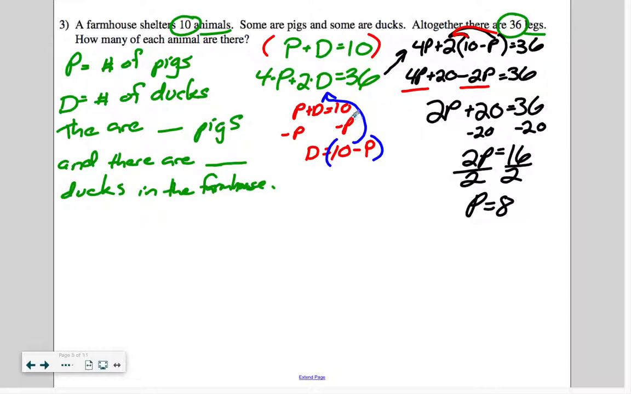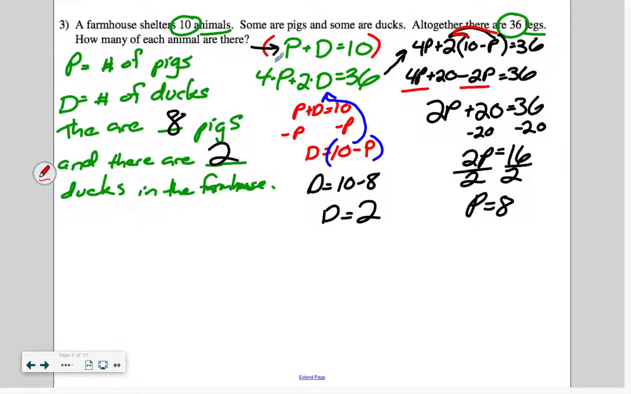Then you can either use this top original equation. So the number of pigs plus the number of ducks equals 10. So there's 2 ducks, right? Or you can plug p in right there. So the ducks equals 10 minus pigs. Ducks equal 10 minus 8. Ducks equal 2. So there are 8 pigs and 2 ducks in the barn.